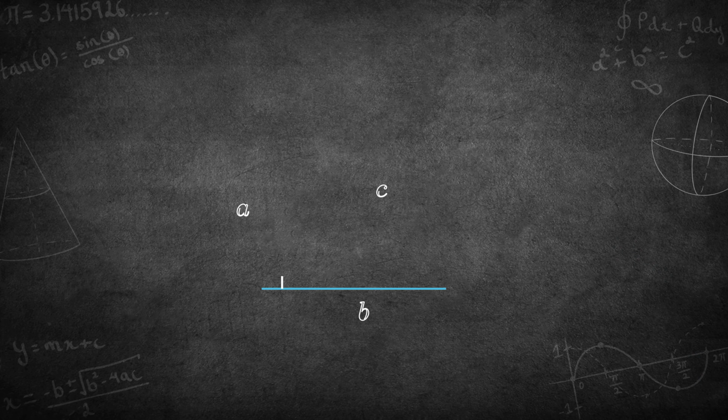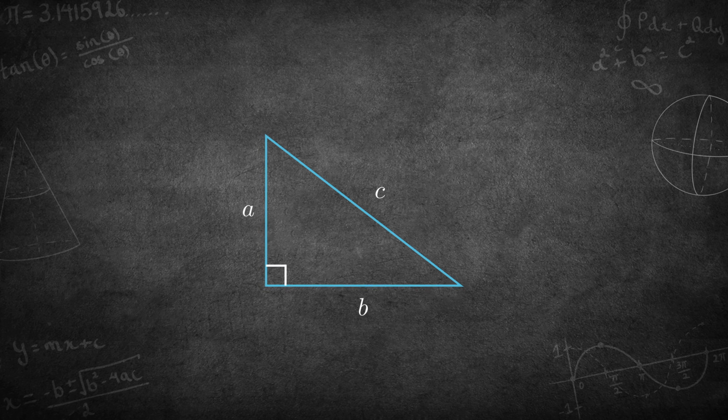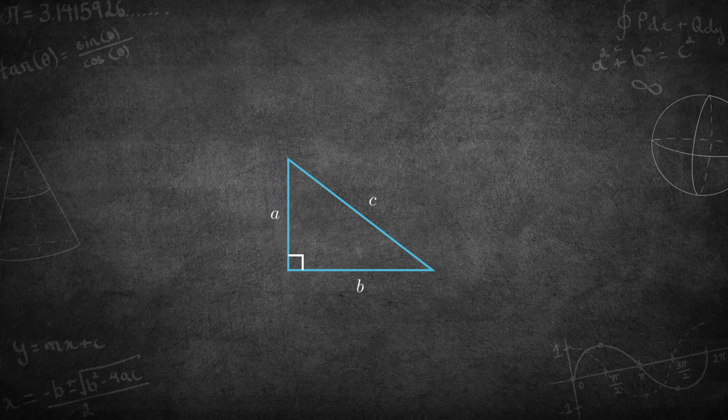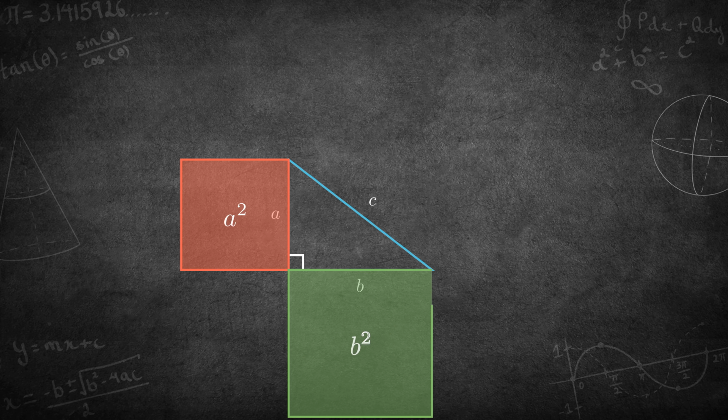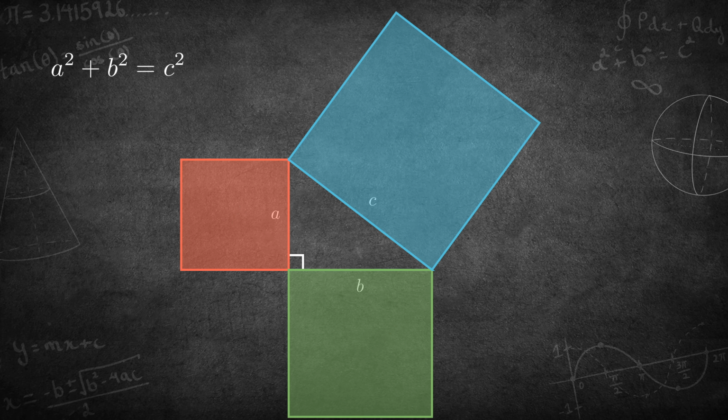Let's break it down. In its simplest form, the Pythagorean Theorem states that in a right triangle, the square of the hypotenuse, the side opposite the right angle, equals the sum of the squares of the other two sides. More famously, it can be expressed as a squared plus b squared equals c squared.